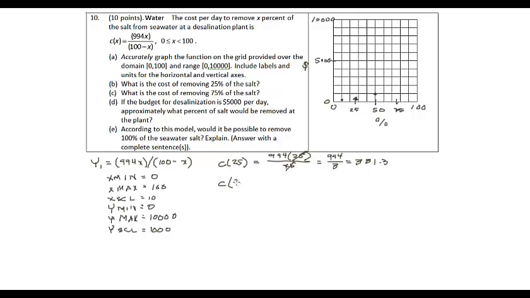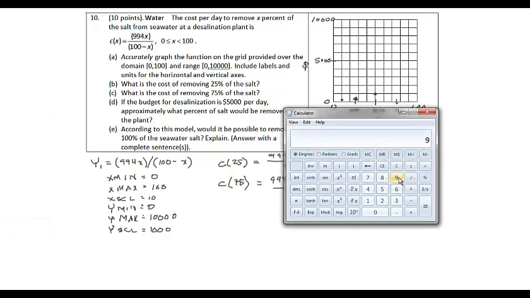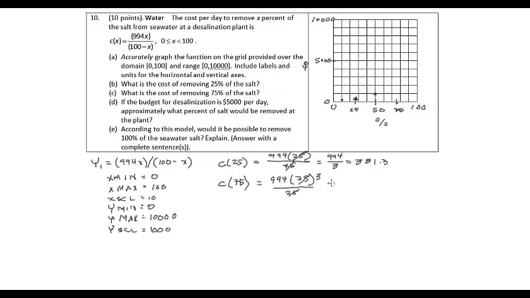C of 75 is equal to 994 times 75 divided by 100 minus 75, which is 25, and these would cancel, and this would be times 3. 994 times 3, get a calculator up here. 994 times 3 is equal to 2982, or just a little below 3,000. So it's a point up here.